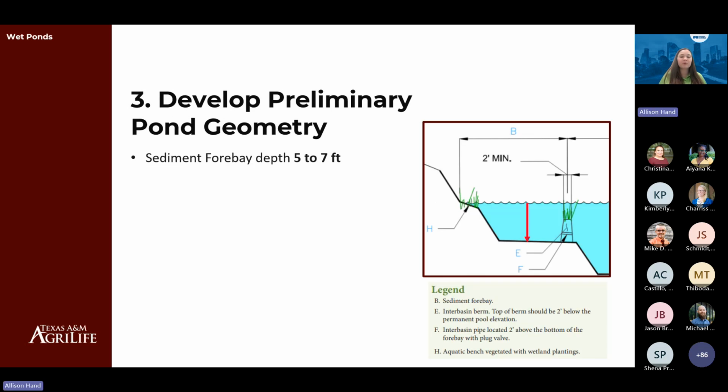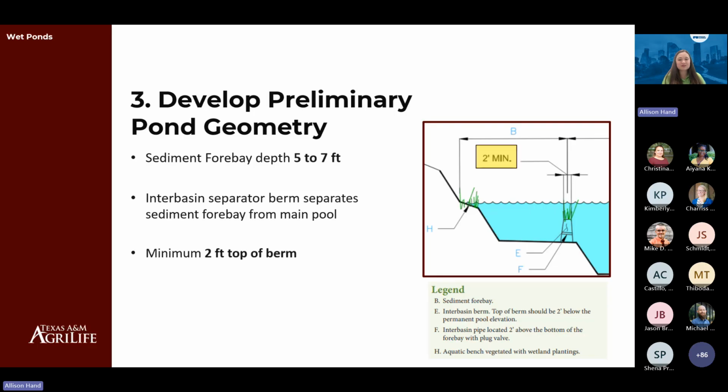So we've been talking a lot about the permanent pool and the sediment forebay, but how do those connect? The interbasin separator berm separates the sediment forebay from the main pool. As shown with my arrow, the berm should be minimum 2 feet on top and should be set at least 2 feet below your permanent pool elevation.